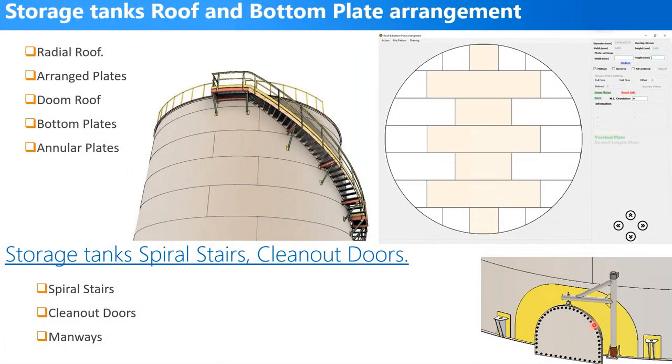Okay, we have in SEG software a tool for making the bottom and roof arrangement. By using this tool, you have the ability to arrange plates of the roof and the bottom easily, by making some arrangement of plates, dividing, moving left to right, and we will discuss that in the next slide. For storage tanks, you have the ability to create radial roof, arranged blades, dome roof, bottom plates, annular plates, spiral stairs, clean-out doors, and manways.